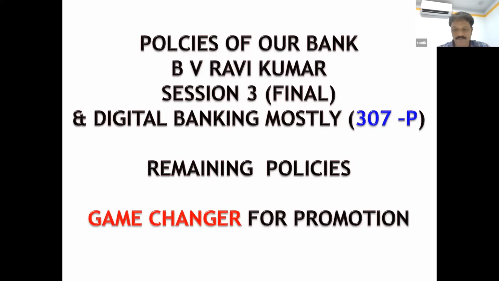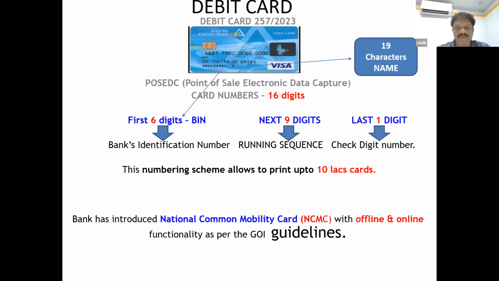Okay, so let us go to the policies. I have concentrated only one circular, 307 pages it contains. That is almost all your digital products. Bank has given only one policy, that is digital products. It came in 257/2023 circular. Now let us go to the policies one by one.